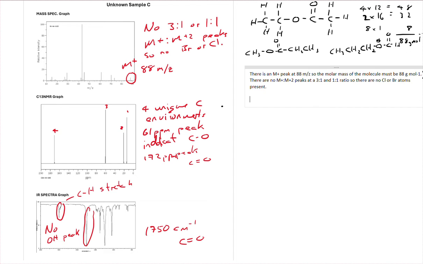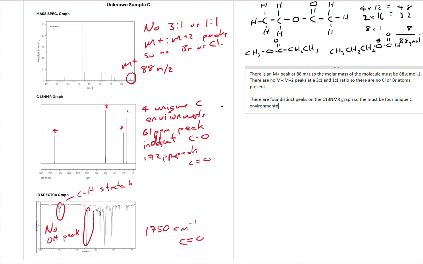Okay, so we've got our next graph. There are 4 distinct peaks, that means they're separate from each other, distinct, oh, I forgot the N in there. There are 4 distinct peaks on the carbon-13 NMR graph. So there must be 4 unique carbon environments. Cool.